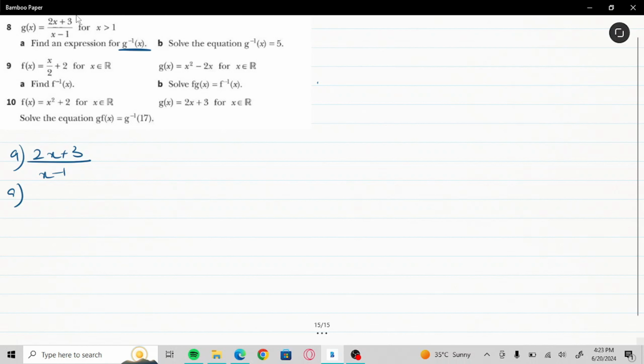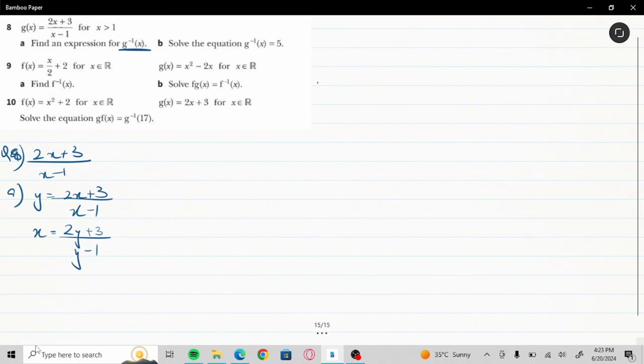So, question number 8. Again, y is equal to (2x + 3) divided by (x - 1). That's the first step. Interchange the values. That's the second step: x = (2y + 3) divided by (y - 1). Now, many people become confused because there are two y values and they are dividing by each other. Many people find it really confusing how to make y the subject without having another y on the other side of the equation.